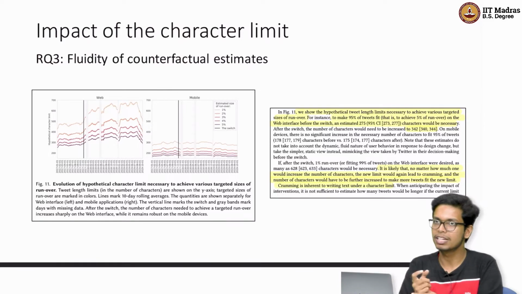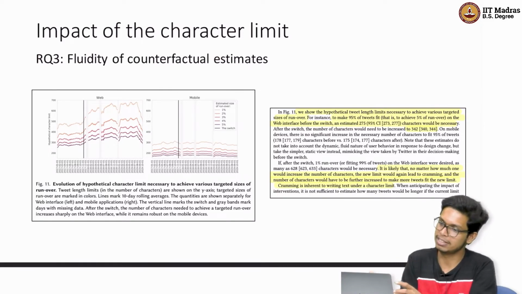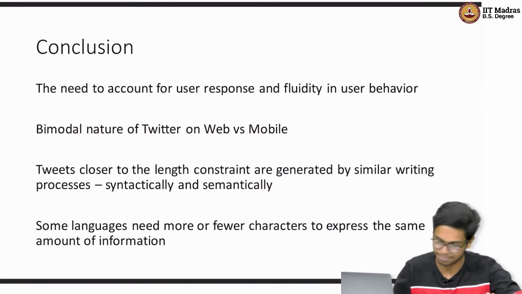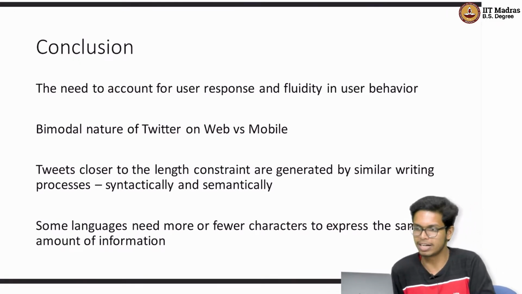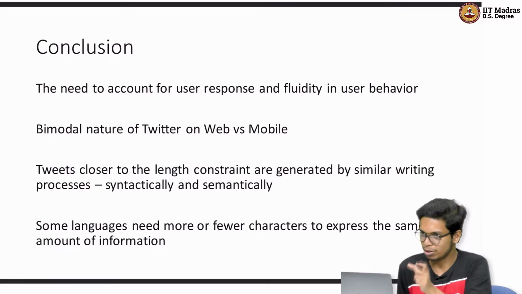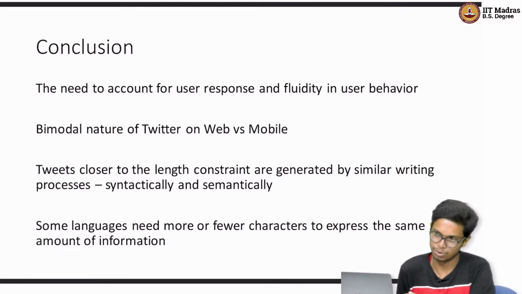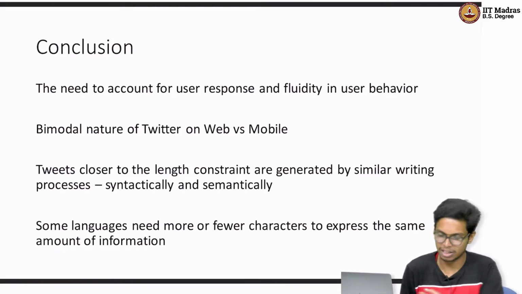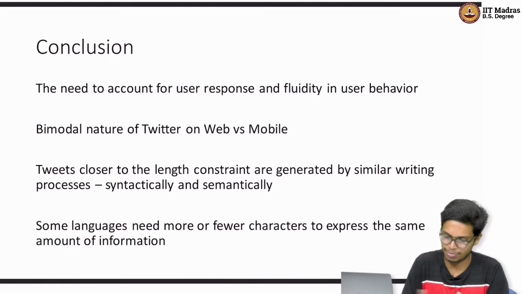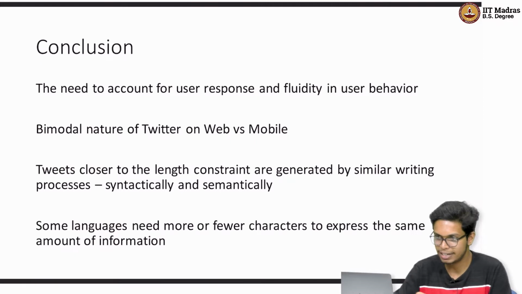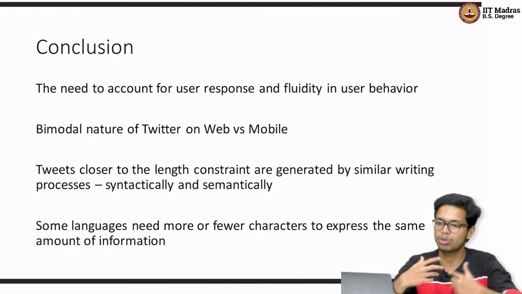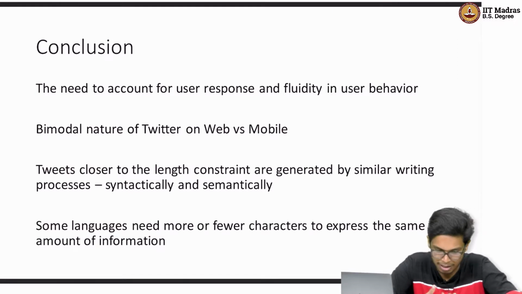And this sort of manifests into a bias itself that we established. So in conclusion of this study, we saw that there is a need to account for user responses and fluidity in the user behavior, as compared to just, okay, we saw that Twitter expanded the character limit and we just scraped that data. But there is an urgent need for researchers and for practitioners to look into how users also behave with the platform, right?